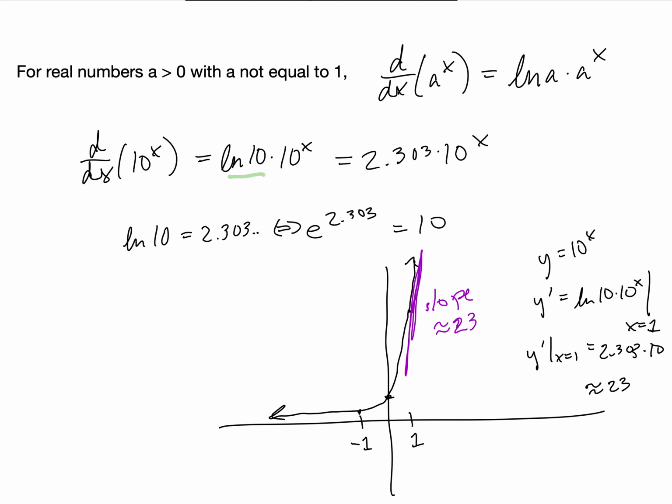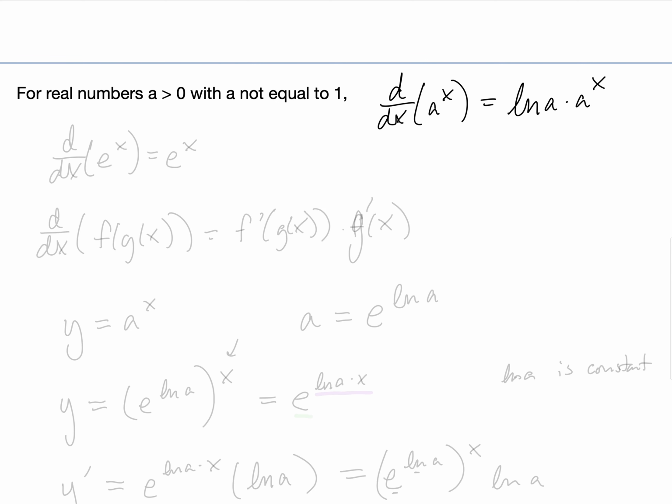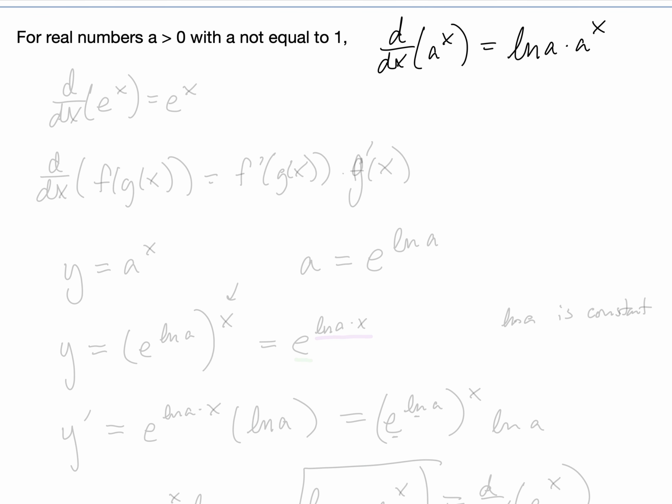Okay, now let's prove this rule for derivatives, that the derivative of a to the x equals natural log of a times a to the x for positive values of a that are not equal to 1. We're going to use a few facts. One is that we know that the derivative with respect to x of e to the x is just itself, e to the x. Another fact we're going to use is the chain rule. The derivative with respect to x of f of g of x is equal to f prime of g of x times g prime of x, sorry about that.